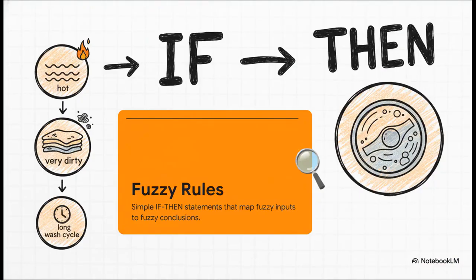So once we have our fuzzy concepts, we need some rules. And this is where it gets brilliantly simple. They're just basic if-then statements, the kind of thing you could write in plain English. For example, if the dirt level is high and the fabric type is delicate, then the wash time should be long. This is the system's entire knowledge base, right there.